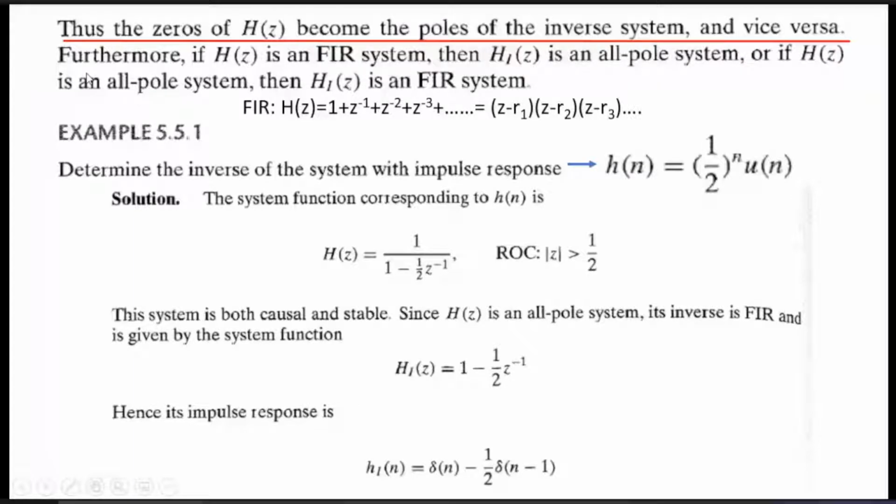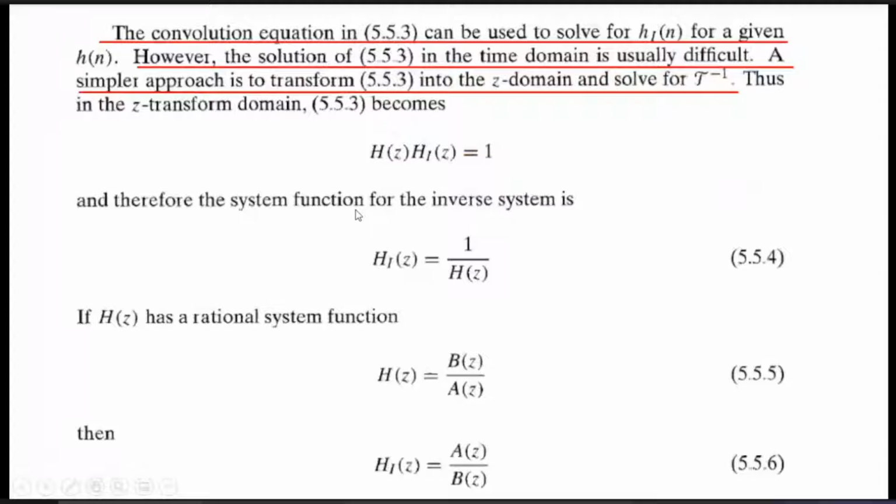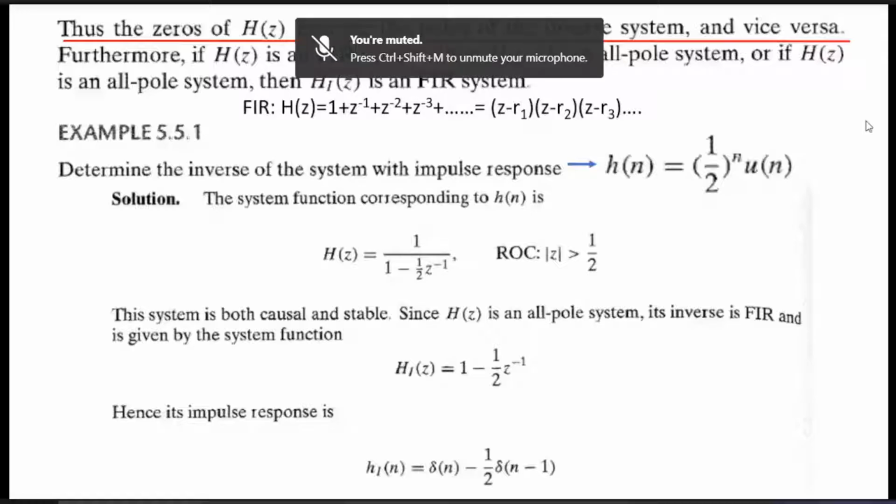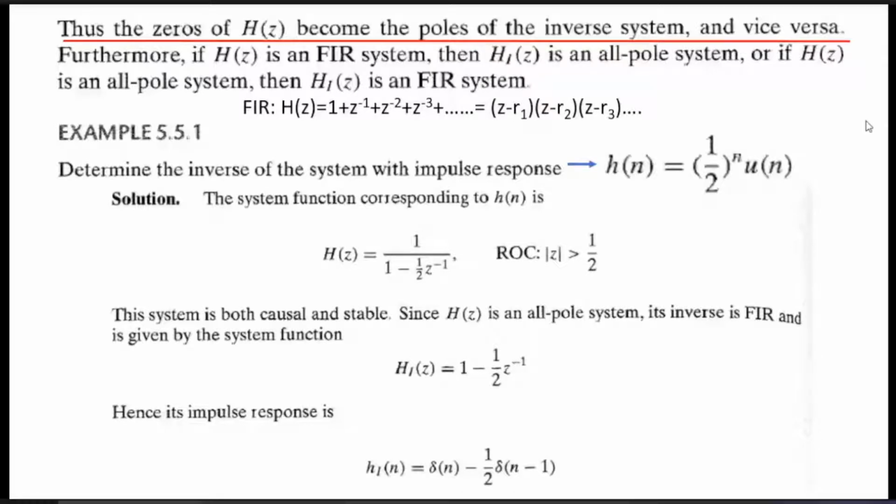तो यहाँ पे लिखा है देखो। So thus the zeros of H(z) become the poles of the inverse system and vice versa. So जीरोस न्यूमरेटर में है और डिनोमिनेटर में पोल है। तो अब न्यूमरेटर डिनोमिनेटर एक्सचेंज हो गया, मतलब पोल जीरो एक्सचेंज हो गया। जहाँ पे पोल था वो जीरो हो गया, जहाँ पे जीरो था वो पोल हो गया। ठीक है, अभी देखो, furthermore if H(z) is an FIR system, the H_inv(z) is an all pole system.